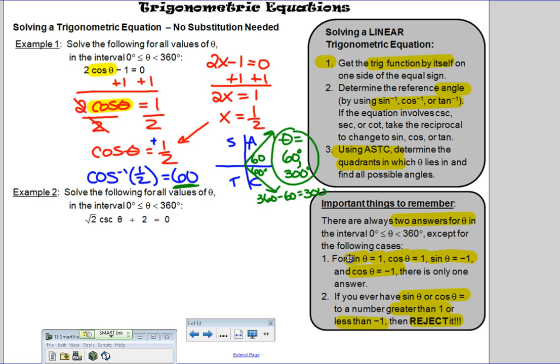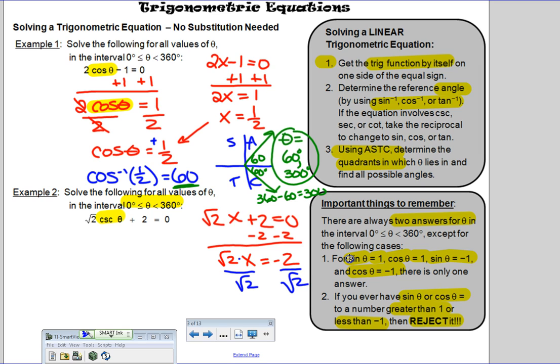Okay, example number 2. Solve the following for all values of theta in the interval 0 to 360 again. All right, so first we're going to get that function by itself. If it helps you to write it just with a plain x and solve it like that, I'll show you how that works. You subtract over the 2. And don't get all confused with that radical. Radical 2 is just a normal number. It's in front of the x by multiplication. So if I want to get rid of it, I have to do the opposite inverse operation. It's radical 2, or divided over.